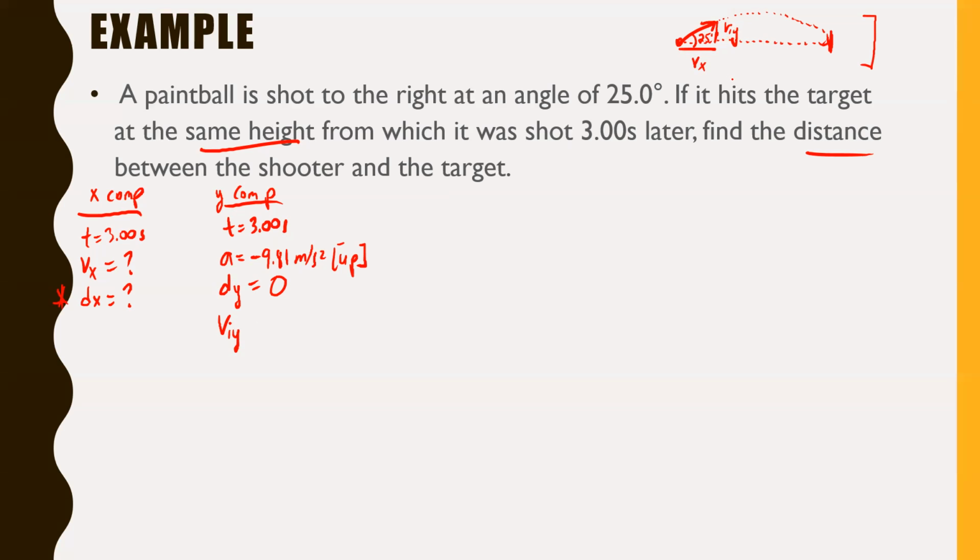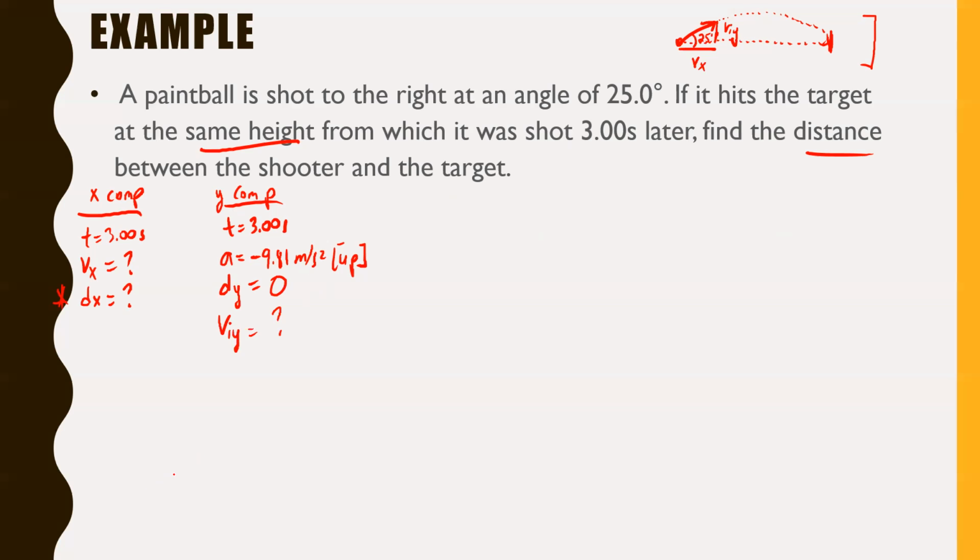We can connect this, of course, using a little bit of trigonometry. Now, the trouble is we can't use trigonometry quite yet because we need to figure out what our VIY is, but we can use some of the kinematics equations using our Y component information to find that. So let's look at our formula sheet and figure out what formula we could use.